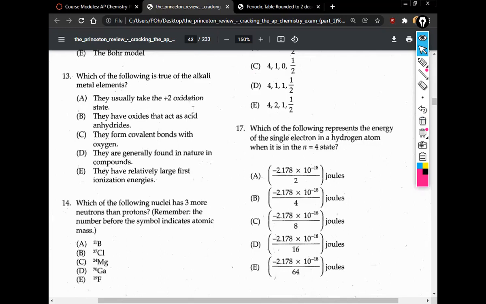We're going to take a look at 13 next. Which of the following is true of the alkali metal elements? Alkali.